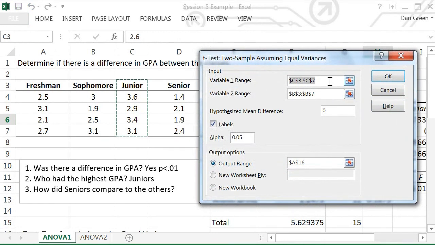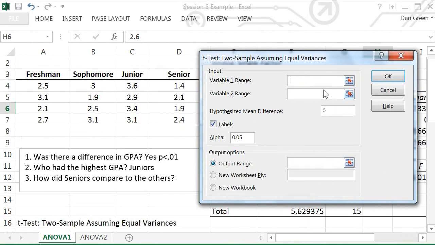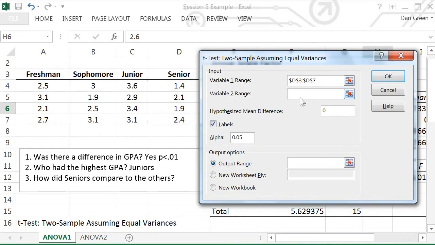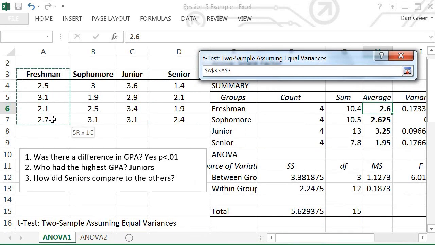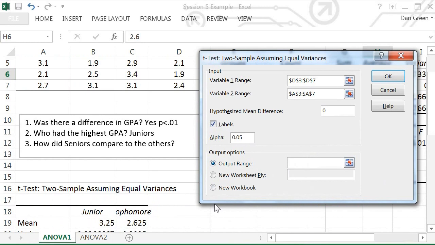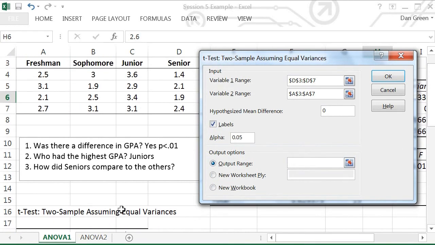We'll want to select new ranges here. It's got the old ranges in there, so let's get rid of those. For our variable 1 range, we're testing the seniors. And we are going to test that against the freshmen, the next lowest average. We see the 2.6 compared to the 1.95. The hypothesized mean difference is still 0. We're still using labels. And for our output, why don't we click just to the right of our last table. So right here. Click OK.